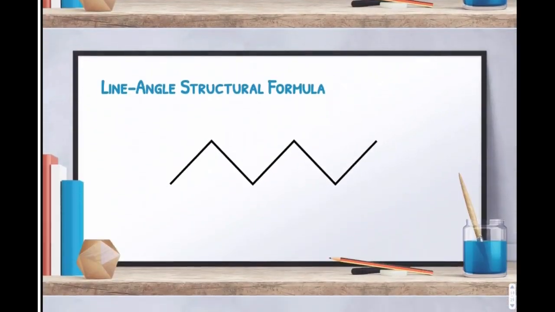The line angle formula is probably the most condensed. It's not called condensed, but it is the most efficient way of drawing these. What this means is that every end and every joint, every point or every end, is a carbon. And then we're just assuming that it's filled up, totally saturated with hydrogens.